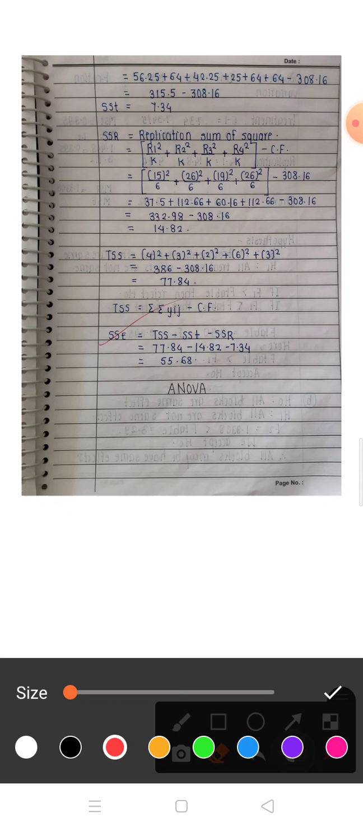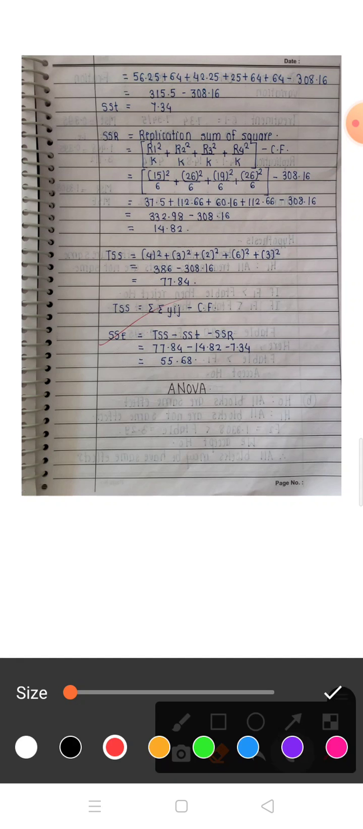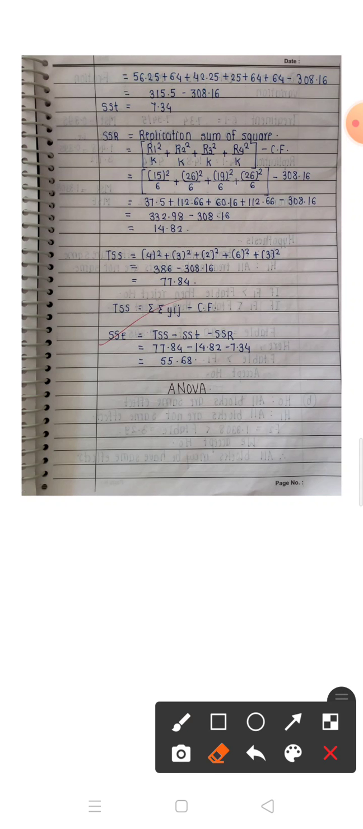Now just plug the values of R1, R2, R3, R4, K and correction factor into the formula. So 15 square divided by 6 plus 26 square divided by 6 plus 19 square divided by 6 plus 26 square divided by 6 minus 308.16. So the value is 14.82. This is the value of SSR.